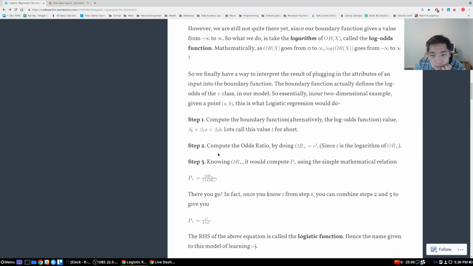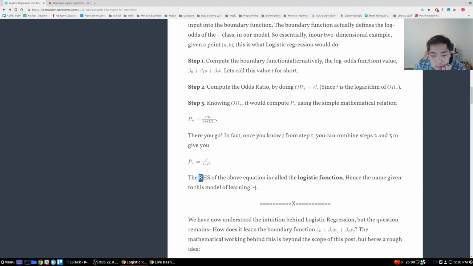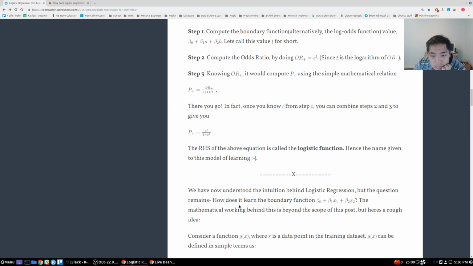RHS, what is RHS? So this is the RHS of the above equation. The right hand side? Oh, it's called a logistic function.